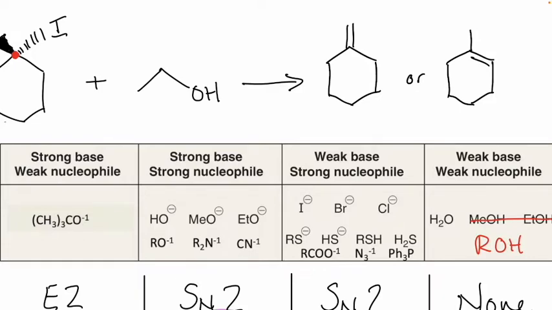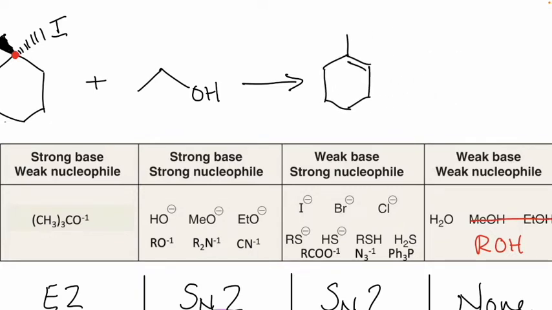Which one of those 2 is going to be my actual elimination product? The one on the left or the one on the right? It's the one that's more highly substituted, right? This one here. So my actual elimination product is this one here. Here's my E1 product.